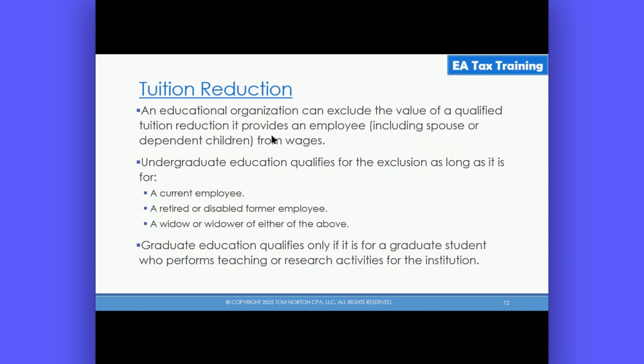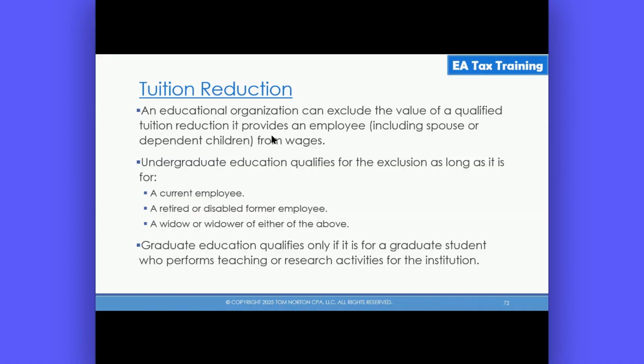Tuition reduction. An educational organization can exclude the value of a qualified tuition reduction that it provides to an employee from their wages. So, this is for the education of the employee themselves or their spouse or their dependent children. Undergraduate education qualifies for the exclusion as long as it is for a current employee or their family, a retired or disabled former employee, or the widow or widower of either of the above. Graduate education qualifies only if it is for a graduate student who performs teaching or research activities for the institution.